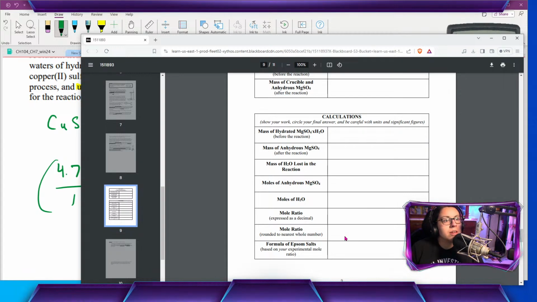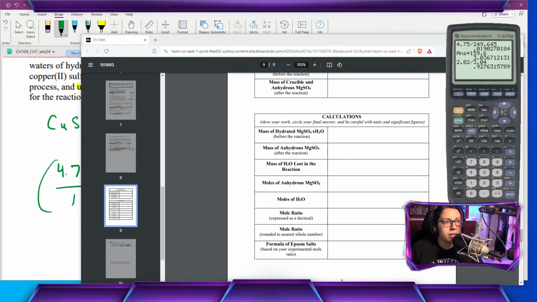The only other thing that I notice is with your mole ratio, I think people are rounding too much. So let's just pretend, because I thought someone had gotten like 0.019 as their ratio. And then it says mole ratio expressed as a decimal. So I would have kept that number there. And then when it said rounded to nearest whole number, people rounded this to like 0.